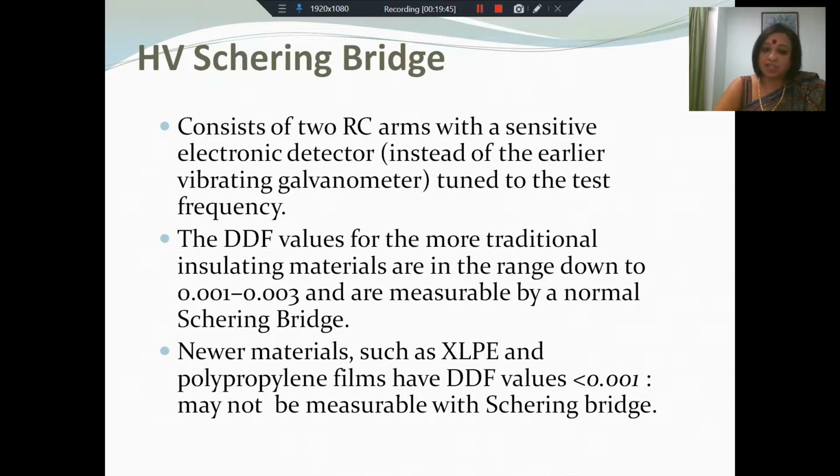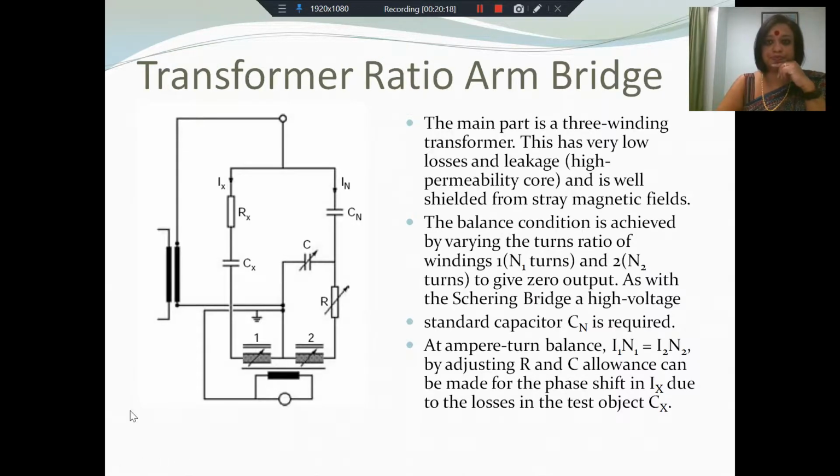The dielectric dissipation factor values for more traditional insulating materials are in the range of 0.001 to 0.0003, and these are measurable by normal Schering bridges. But nowadays, we are more likely to use polymer materials, newer materials like XLPE, cross-linked polyethylene, or polypropylene films, and these have much smaller DDF in the first place. So we are looking to measure DDF values less than 0.001, and these may not be measurable with a normal Schering bridge, and we have to look elsewhere.